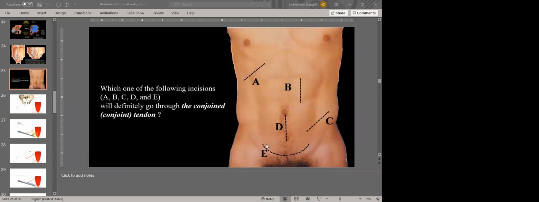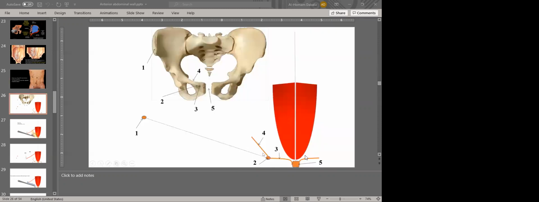E is not the arcuate line. E is, I think, just the outline of the pubis. So as long as you cut all around the pubis, you will definitely hit the conjoint tendon. You can search for the other name online, falx inguinalis or something, or in the book, right here.